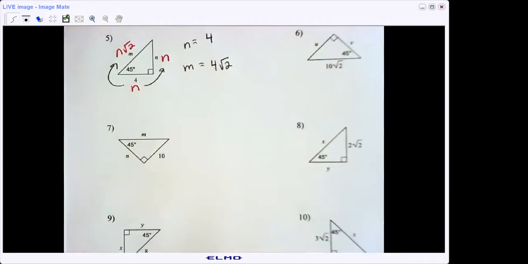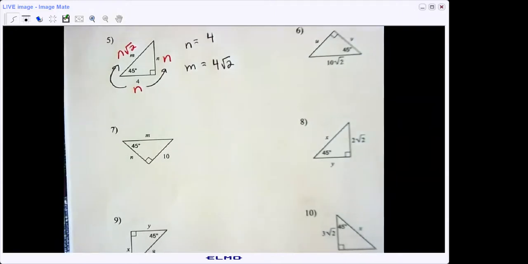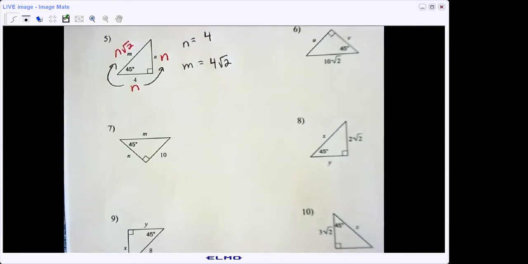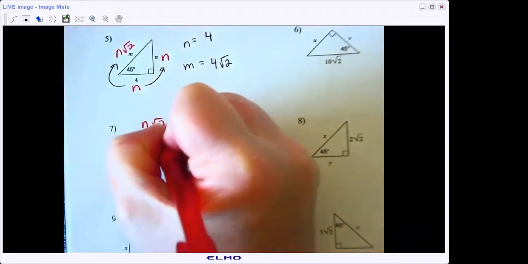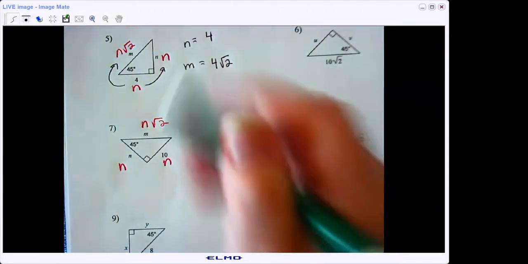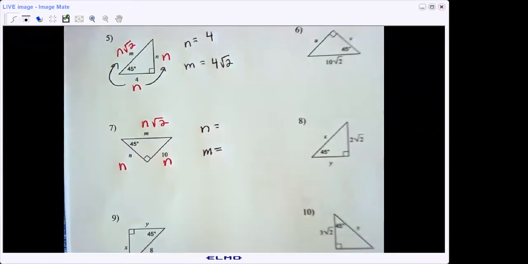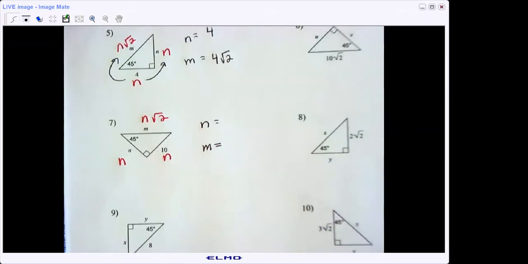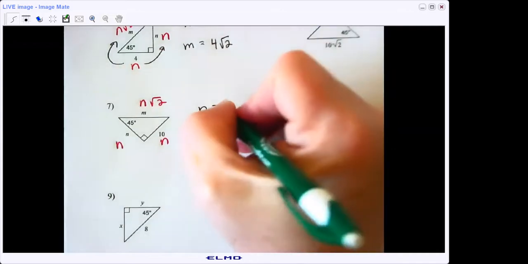Number 7. So some of these are really easy and then they get a little bit more challenging. Okay, they're not all like this. So labeling, we have n, n root 2. So we're gonna write down what N is and M. Some of you are drawing the pictures, so I'll give you a second. Okay, so what is N gonna be? It's 10. Good.